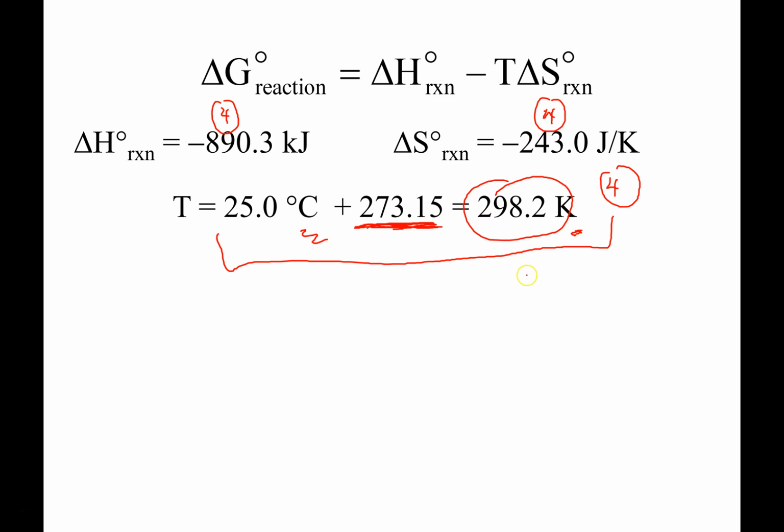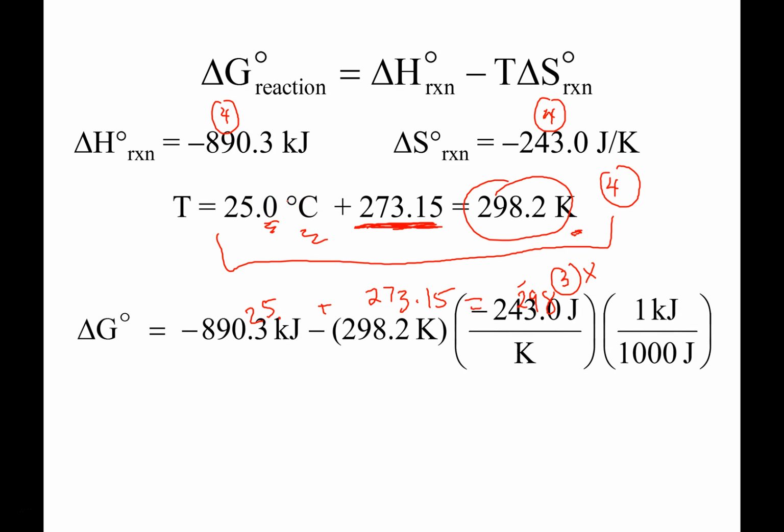If we had gone with 25 plus 273.15, we'd have to round to the nearest ones place. So that would just give us 298, and that was 3 sig figs. So you don't want to do that. So to get at least 4 sig figs, that's why.